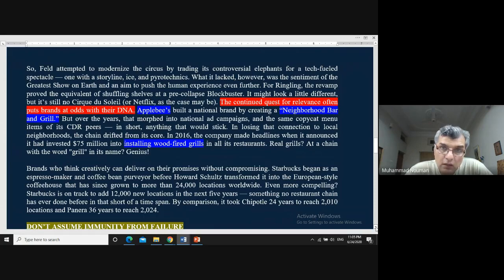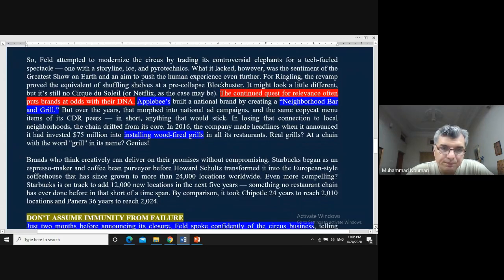So, what it suggests to us is that when it was originally started, Neighborhood Bar and Grill, they did not have any live grills as such. But by installing these wood fire grills that were visible, they remained connected with their original DNA, the name, and the reason of their existence, while updating themselves in terms of how they serve food and how it is presented to their customers.